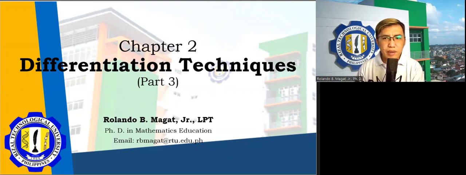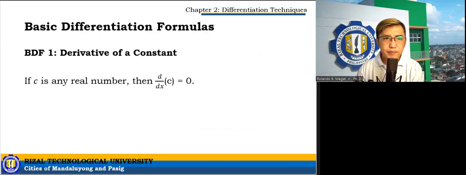Now is the exciting part, because what we're going to do is find the derivative of a function using the formula. First, you can include these formulas in your cheat sheets because we're going to use them later on.